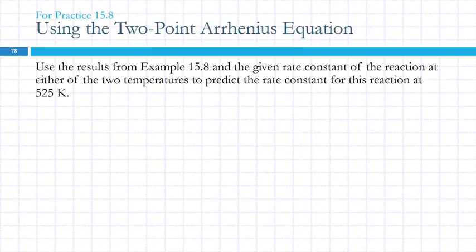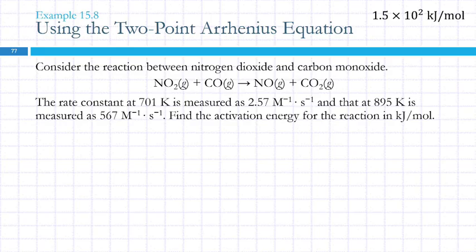Use the results from example 15.8, still the same example, and the given rate constant of the reaction at either of the 2 temperatures to predict the rate constant at 525. So we're supposed to use one of these rate constants and its corresponding temperature to find the rate constant at a different temperature. I'm just going to use the first one, 701 and 2.57.